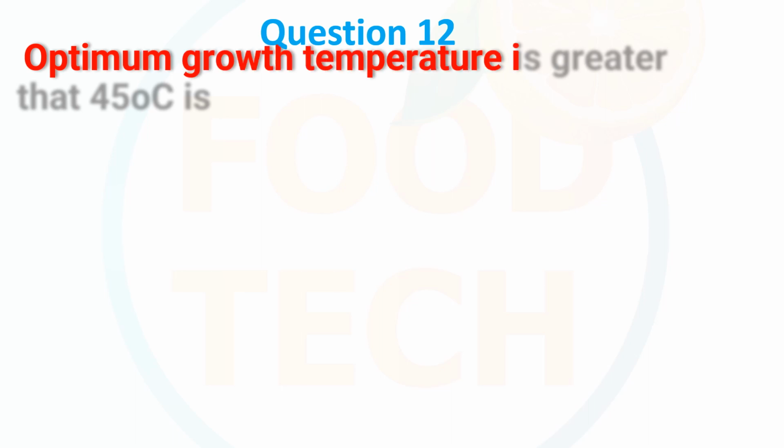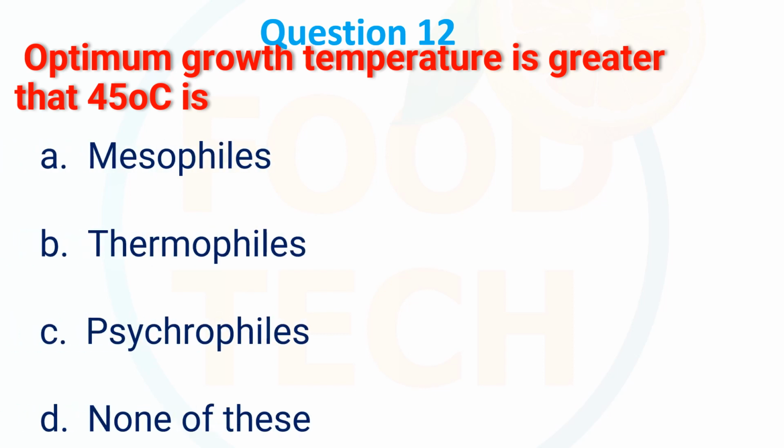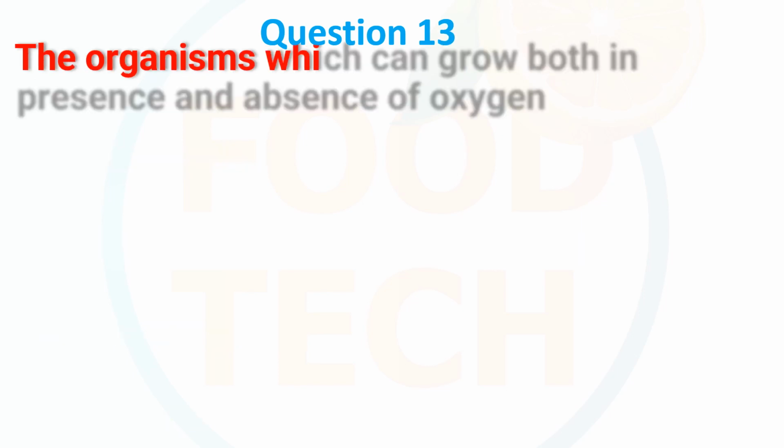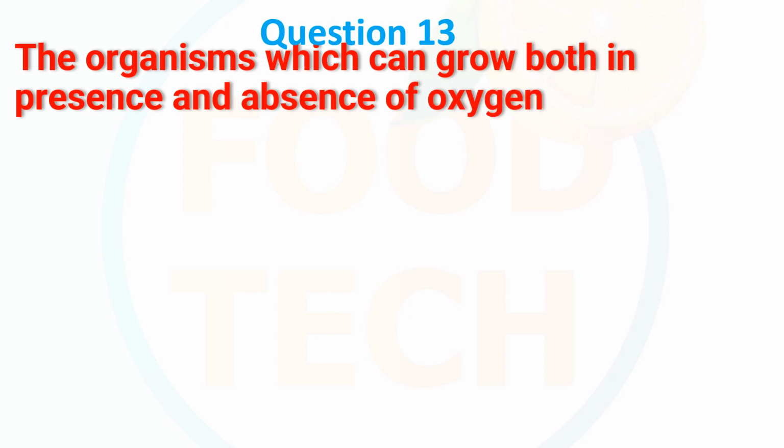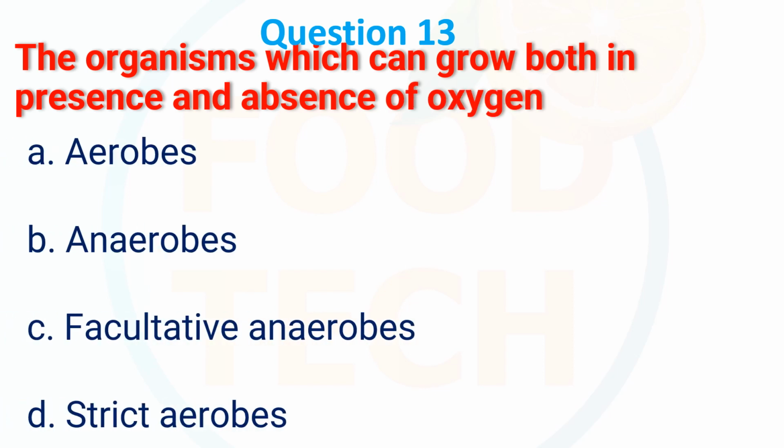Optimum growth temperature greater than 45 degrees Celsius is A. Mesophiles, B. Thermophiles, C. Psychrophiles, D. None of this. The answer is B. Thermophiles. The organism which can grow both in presence and absence of oxygen: A. Aerobes, B. Anaerobes, C. Facultative aerobes, D. Strict aerobes. The answer is B. Anaerobes.